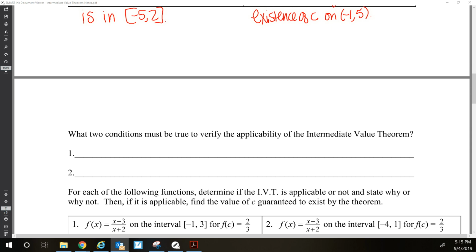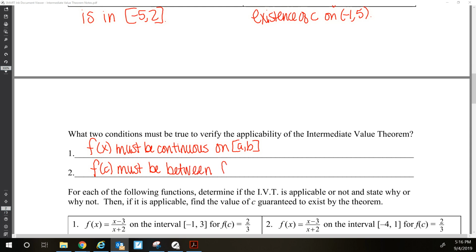What two conditions? Did you figure it out between videos? All right, in order for us to use IVT, first, f of x must be continuous on the entire interval of a to b. Second, f of c must be between f of a and f of b. We have to make sure both of these exist before we can say we can use the applicability of the IVT.